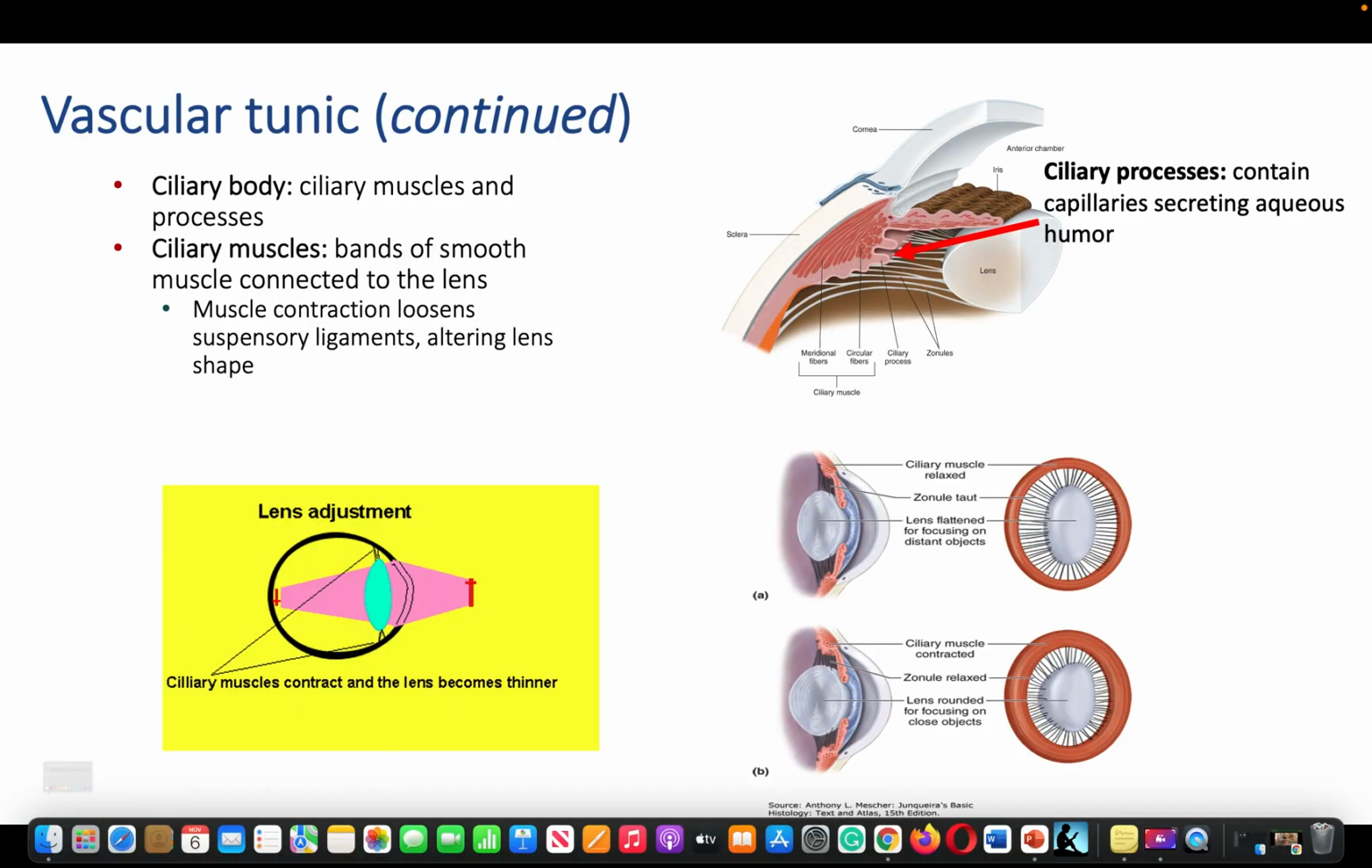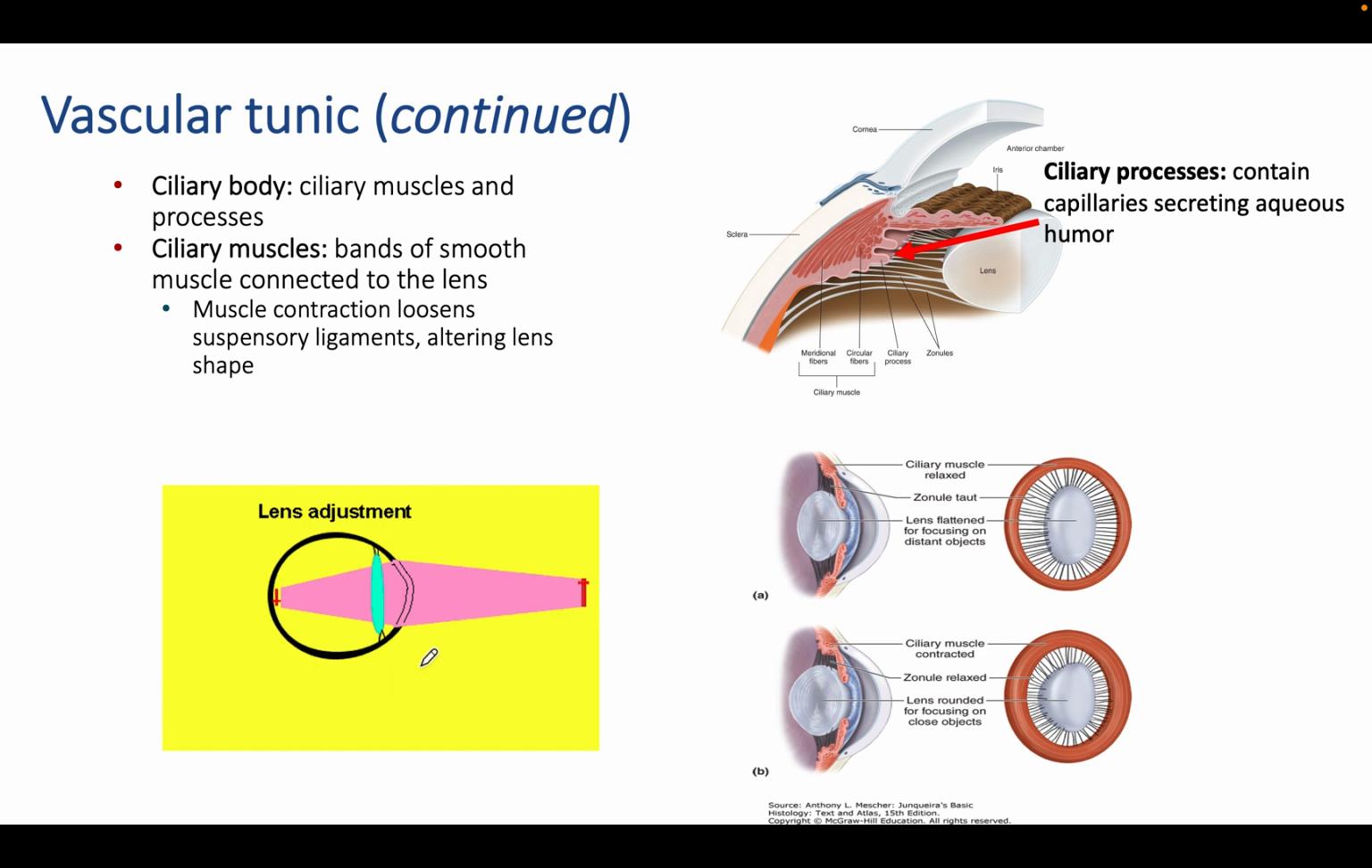All right. If we continue looking at our vascular layer, we also see something known as the ciliary body. Okay, so the ciliary body is this very large circular structure that contains something known as the ciliary muscles and ciliary processes. You can see the ciliary processes right here. We can see a large ciliary muscle all in this region here. Both of these combined together are known as the ciliary body.